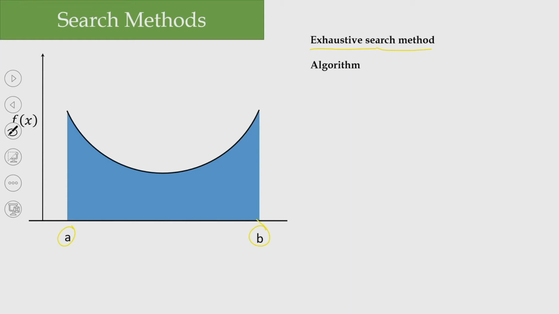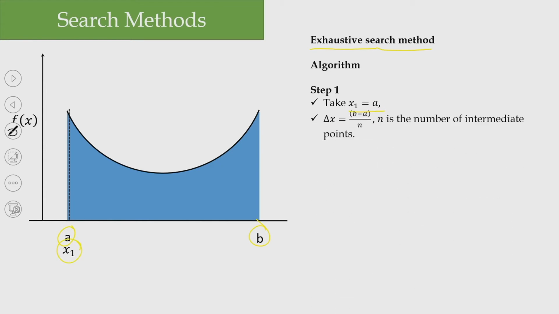Here we have a lower bound and an upper bound. The lower bound is A and the upper bound is B. We start from the lower bound, so we consider x1, a point equal to A. Then we take a delta x, the step length, where delta x is (b minus a) by n, and n is the number of intermediate points. So I need n intermediate points, and I will get the step length.